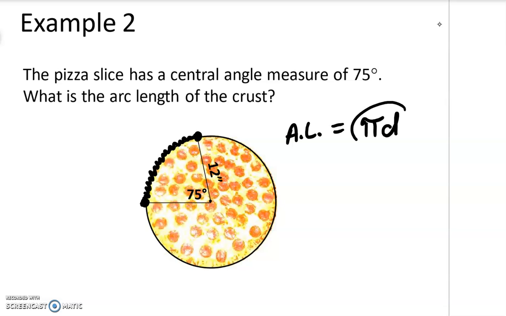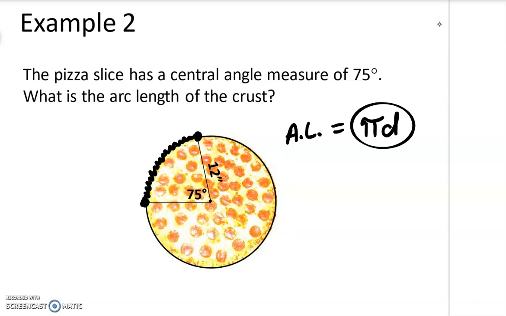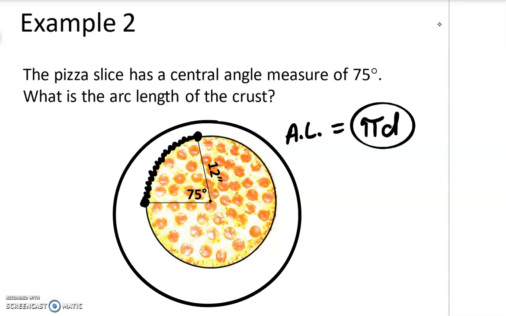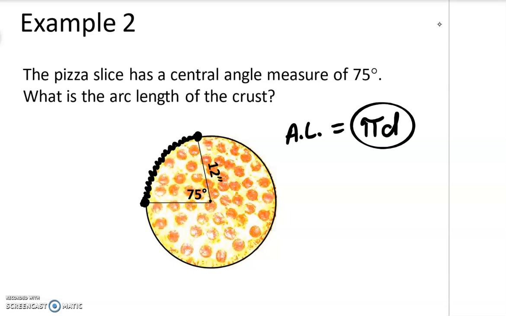So remember, pi times diameter will give me the full distance around the circle, right? Full distance around, one time. I don't want the entire distance, I only want a certain portion, so I need to multiply this by what that portion is. We know that the entire circle is 360 degrees. The portion that we want is 75 degrees, so we're going to multiply this by 75 over 360.